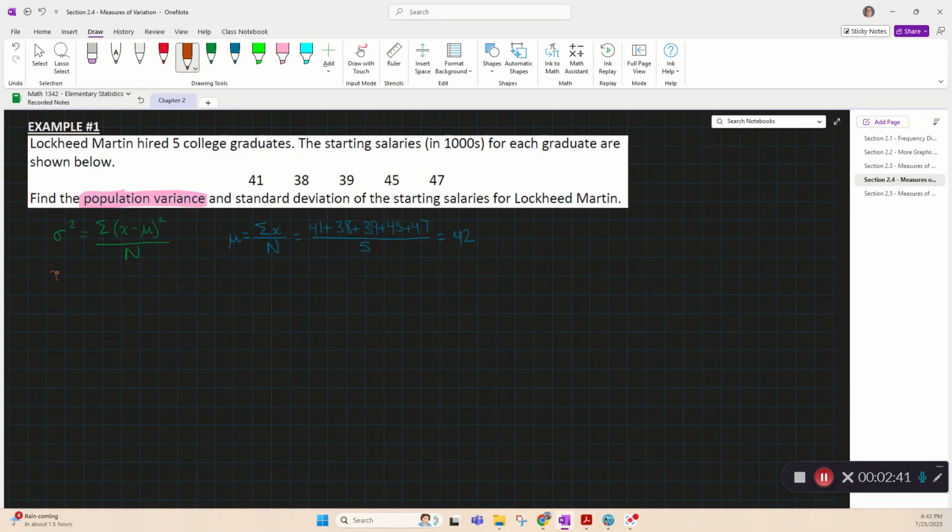So I'm going to make a table with my x's. I'm going to do 41, 38, 39, 45, 47. And then in my next column, I'm going to do x minus mu. Now, what this looks like is doing my x value minus the mean. So 41 minus 42, that would give me negative 1.